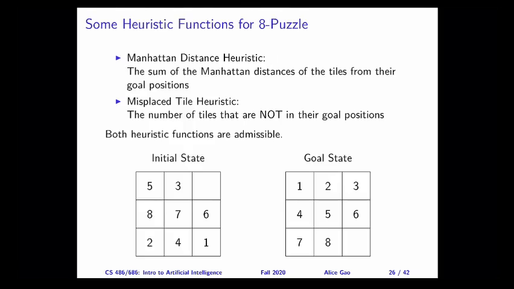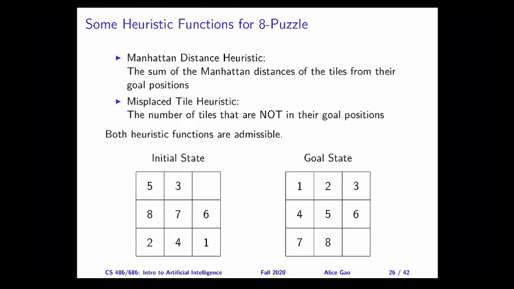Let me use the 8 puzzle as an example. There are a few well-known heuristics for this puzzle. I have two of them on the slide. The first one is called the Manhattan distance heuristic. On a grid, the Manhattan distance between 2 points is the sum of their horizontal distance and their vertical distance. For example, in the initial state on the left, the Manhattan distance between 5 and 4 is 3 because their vertical distance is 2 and their horizontal distance is 1.